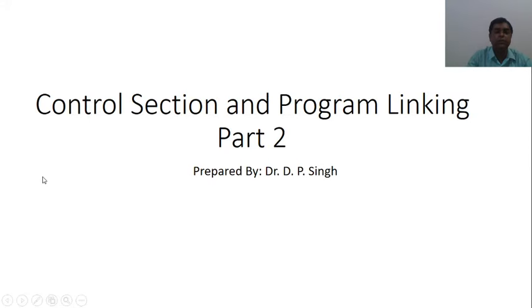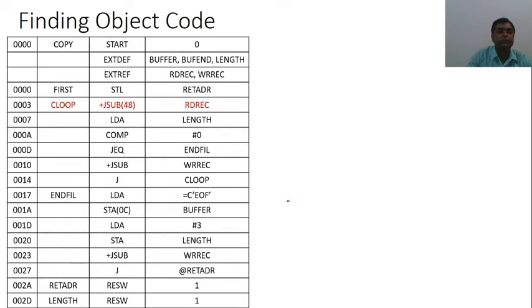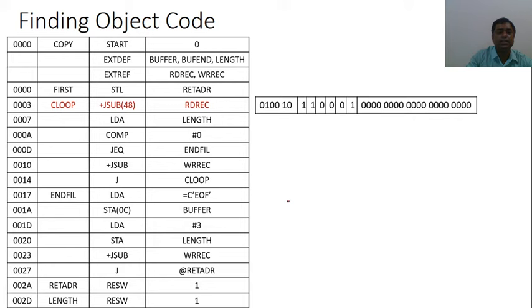Hello everyone. Today we will discuss how to find out the object code corresponding to an instruction if our assembly program is written with control sections. Suppose this is the part of the program that I am considering here, and in this program, if we want to find out the object code corresponding to CLU plus JSUB RDREC, what will that object code be?